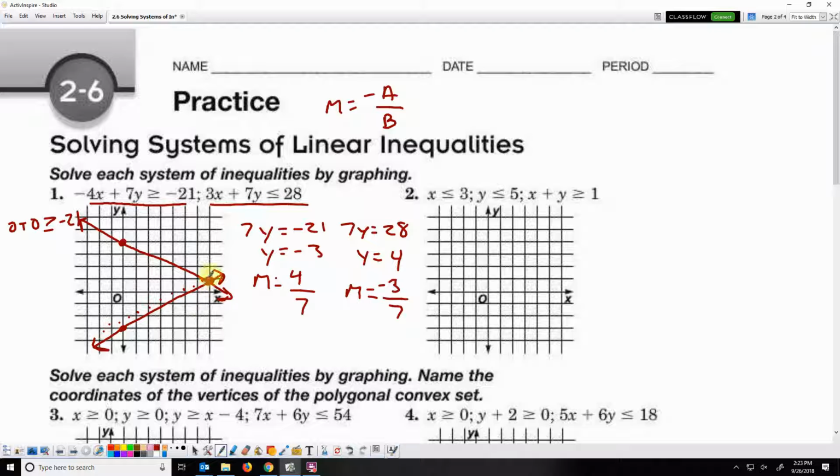So here's where they intersect. If it's just lines, then that point right there is my solution. But these are inequalities, so I need to shade again. Put in 0 and 0. I get 0 is less than or equal to 28, and that is true. So this one also wants me to shade toward the origin, and the area that got shaded both times was in here. So everything in this region that would then extend infinitely would satisfy these two inequalities.